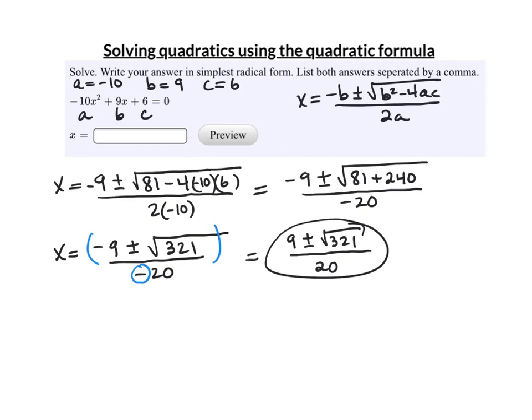So in WAMAP, our final answer will be 9 plus the square root of 321 divided by 20, and 9 minus the square root of 321 divided by 20.